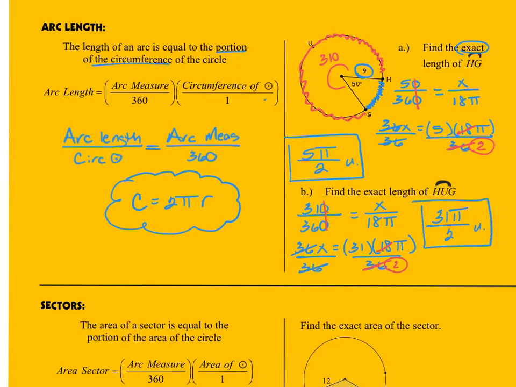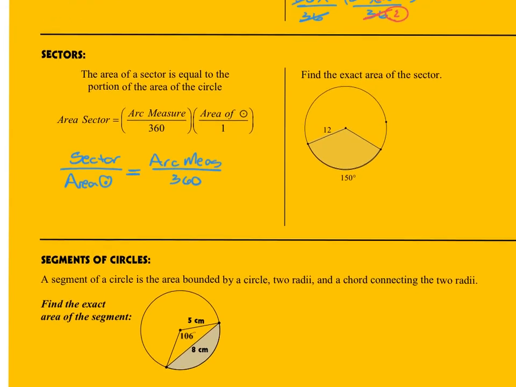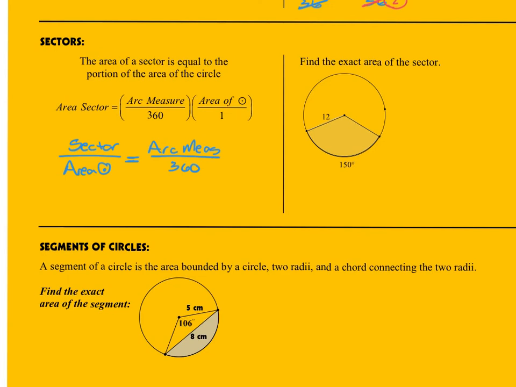Okay? Now, let's take a look at area of sectors. It's really not much different than arc length, except it's going to actually fill the space on the inside. Its definition: the area of a sector is, that means equals, equal to the portion, okay, that's arc measure out of 360 again, of, meaning multiplication, the area of the circle. Remember, the formula for the area of a circle is pi r squared, okay?